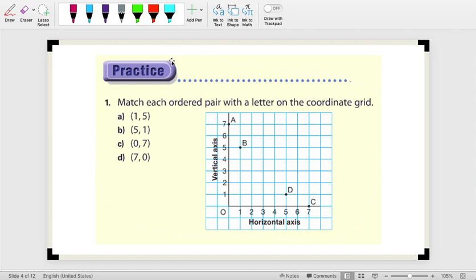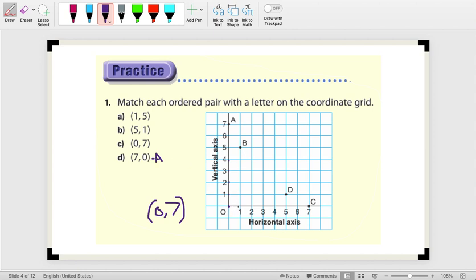So this is part of our practice. Basically, this is now identifying it. So let's start with A. From the origin, how far right do we go? We go 0. Since we move 0 to the right, our first number is going to be a 0. Now how far up are we going? I'm going to go 1, 2, 3, 4, 5, 6, 7. So 0 to the right, 7 up. That means this is going to be A. Okay, then we can continue.